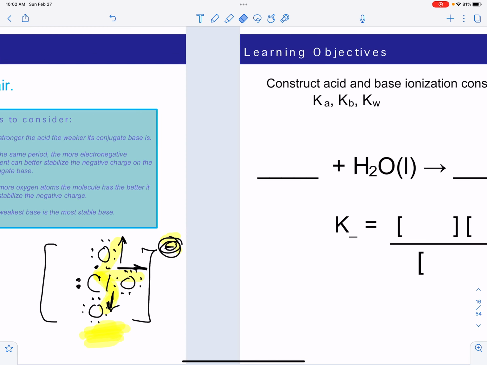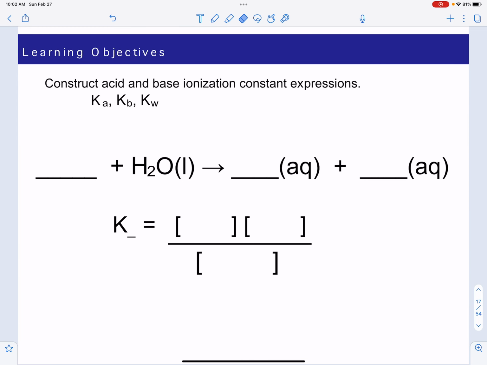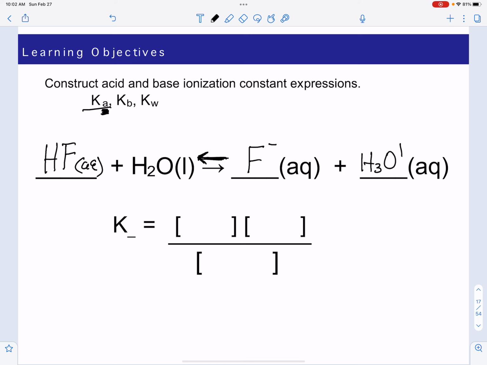So with that in mind, and using those factors to consider, you're going to be practicing very soon. Before we go any further, construct acid and base ionization constant expressions. If we're doing an acid, we will begin with an acid, let's say HF, which is a weak acid. We're doing an equilibrium constant, so it has to be an equilibrium, so there have to be 2 arrows. This has to be aqueous, and the acid is going to lose a hydrogen, so it's going to be negative, and the water will gain that hydrogen, becoming hydronium.